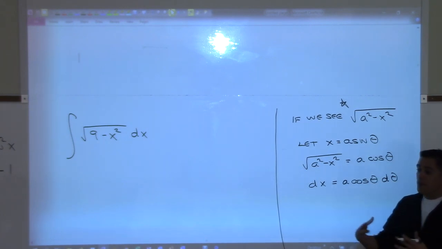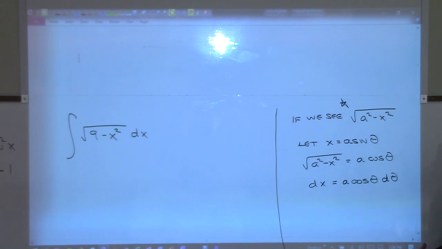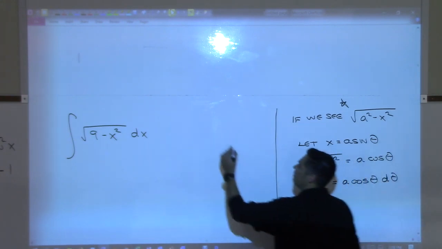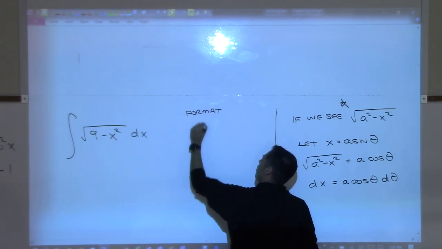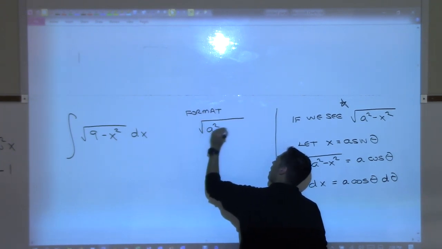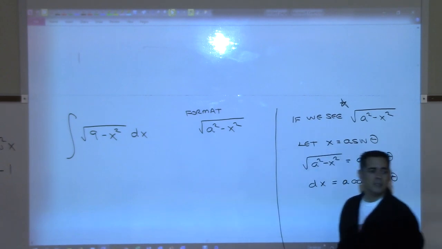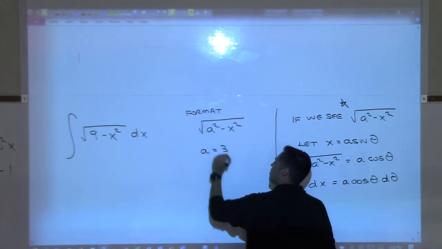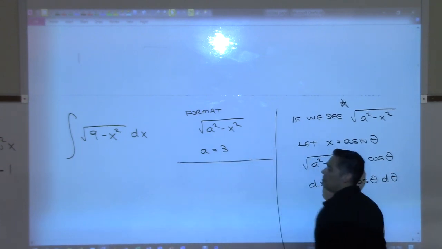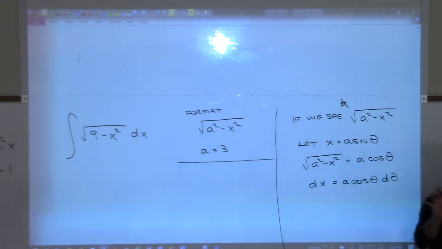Does this fit the format that we need? Yes. Okay, the format that we have is the square root of a squared minus x squared. All agree? Okay, Priscilla, what is a for us? 3. Okay, a is 3. Now, let's start everything out. That was just identifying which one it looked like and identifying a.